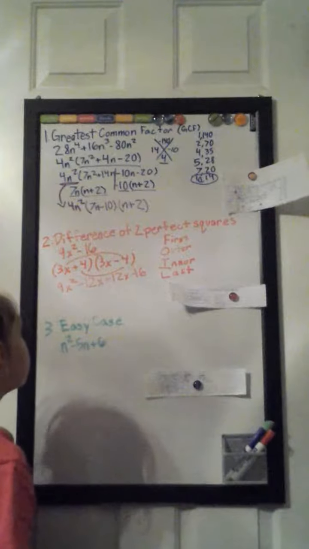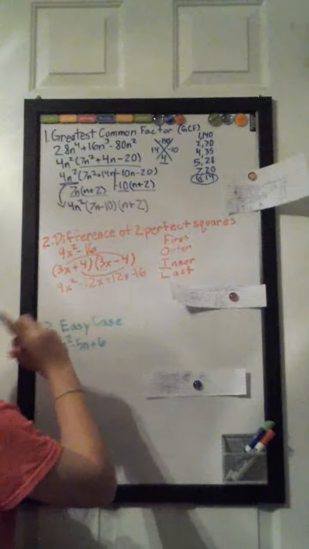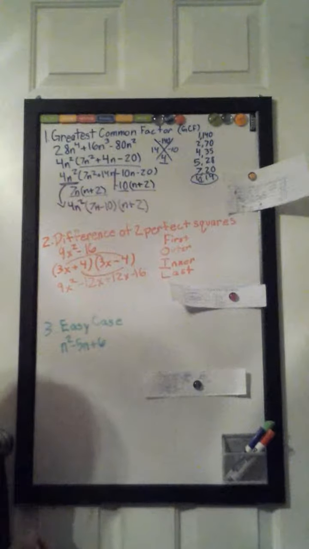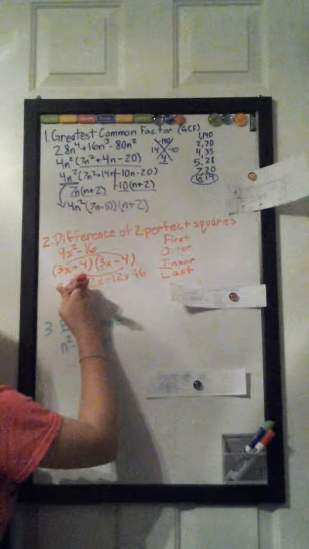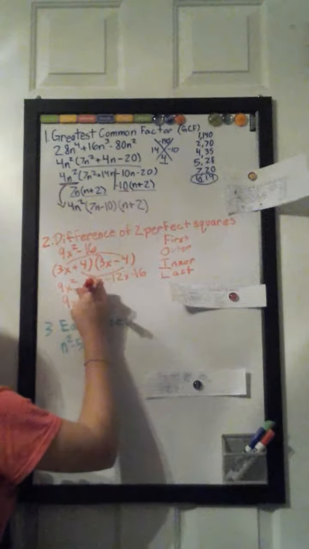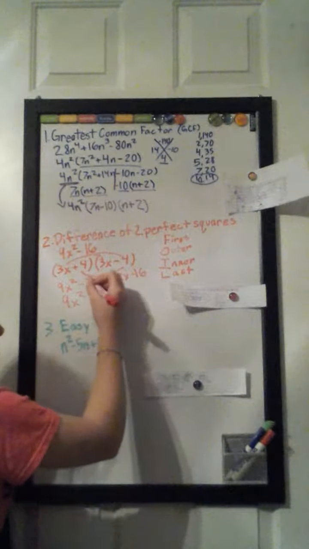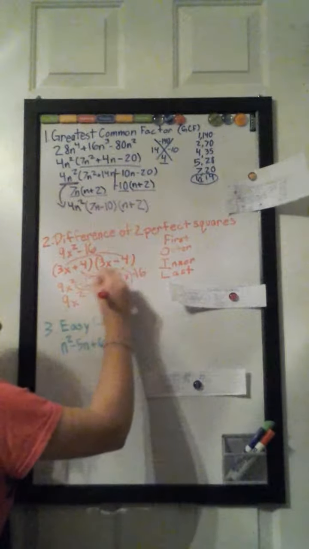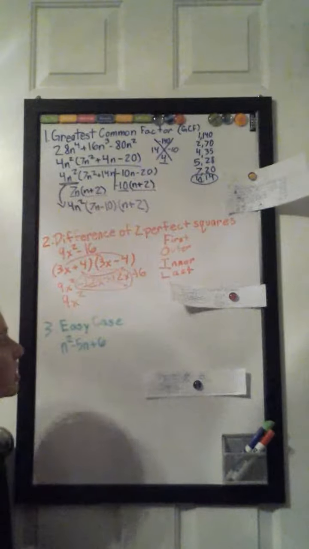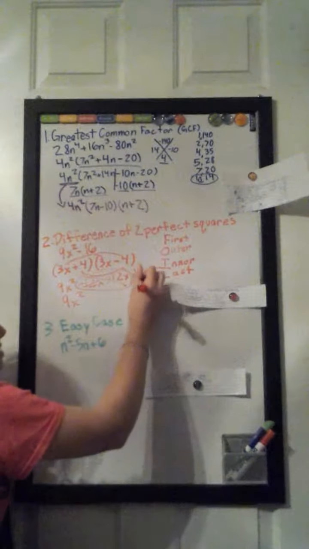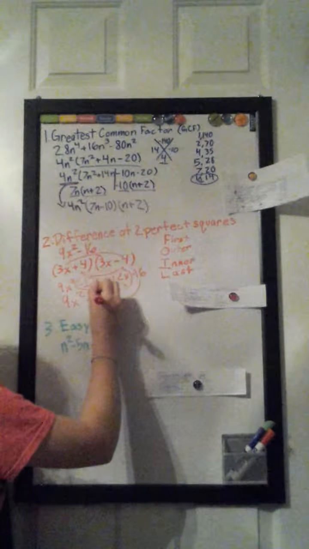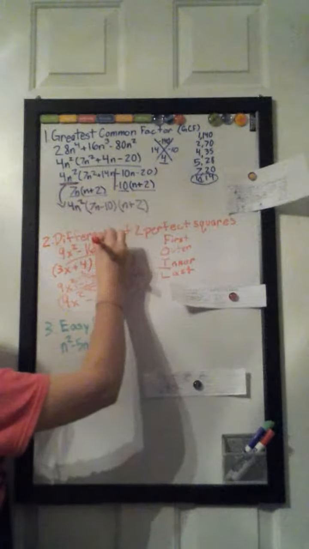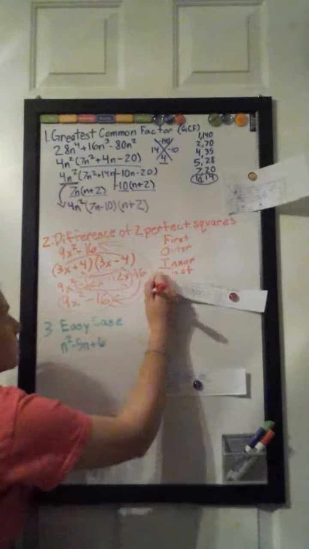After you do that, you can make this shorter. You bring the 9x squared down, and then these two cancel each other out. So bam, you don't have to deal with the 12x anymore. Then bring the negative 16 down here. You see negative 16, and this should equal what's up here, and it does. So it's correct.